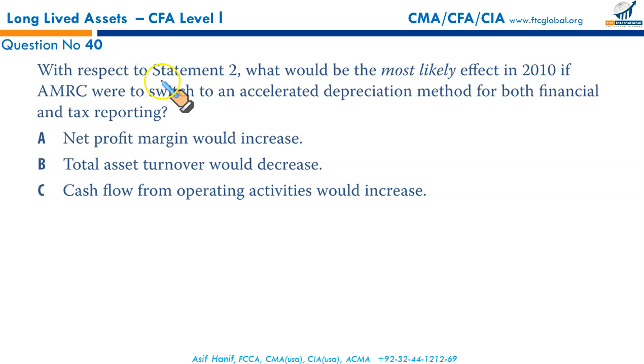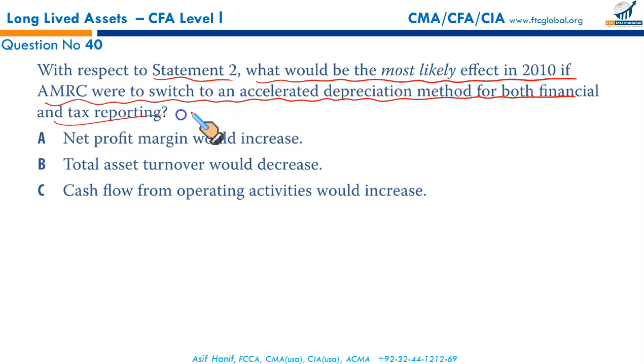Next, with respect to statement 2, what would be the most likely effect on 2010 if AMRC were to switch to the accelerated depreciation method for both financial and tax purposes? We don't need to look at the information. We know what will result if we use the accelerated depreciation method. Your depreciation would be higher, so resultantly, your net profit would be lower.